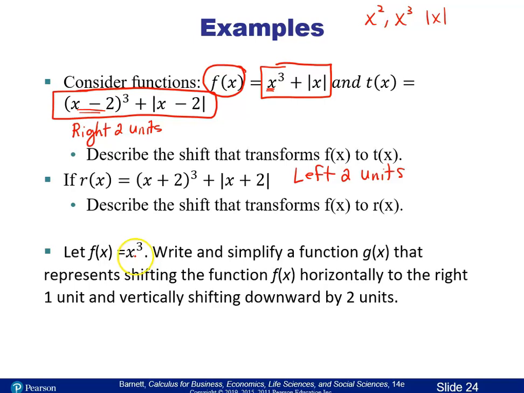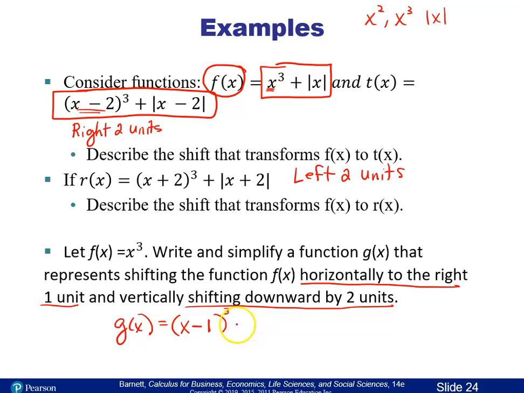Okay, on this last example here, we're working with the x cubed, and we want to write and simplify a function that represents shifting the function horizontally to the right 1 and vertically down by 2. So if I'm going to write this new function g of x, and I want it to take this and shift it to the right 1 unit, well, we know that horizontal shifts occur on the inside of the function. And if I want it to go to the right, then I need this to be a minus 1. If we're going to do a vertical shift down by 2, vertical shifts go on the outside. So I'm going to have a minus 2 on the outside. And that's going to be my expression there.